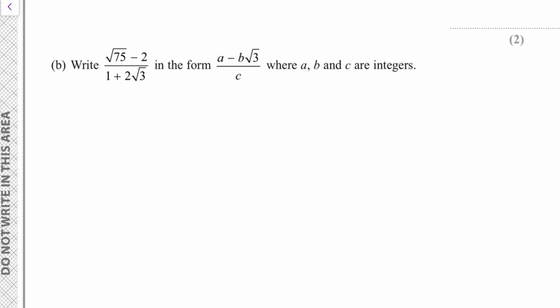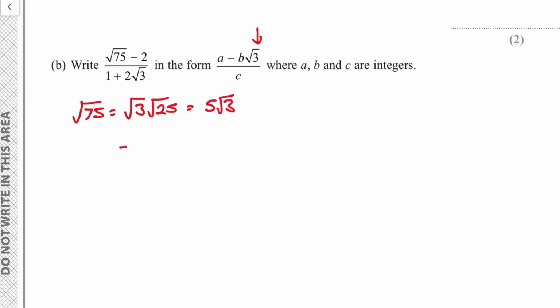Now what's nice about this question is it tells me the form it wants it in, and root 3 is clear. So I can see that's a root 3, but that is not a root 3. So I need to convert the 75 into a root 3. And the way I do that is I remember that root 75 is the same as root 3 times root 25. And root 25 is 5, so that is the same as 5 root 3.